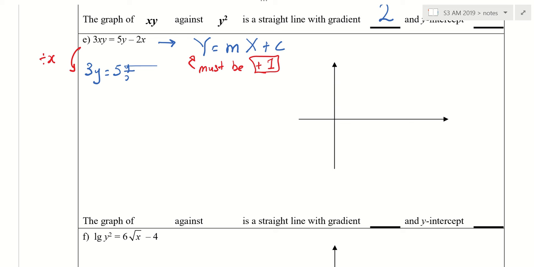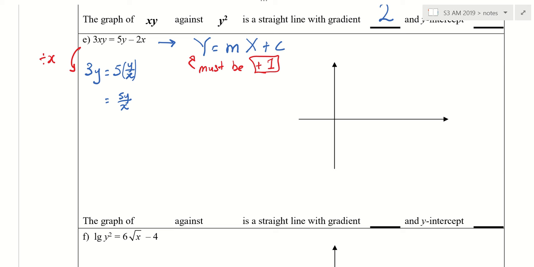Now notice how I write my y over x. I will write it like a multiplication like that. Why is it like that? Because if I write like that, I can read the gradient very easily. This is exactly the same as this. But if I write the bottom one, the gradient is not that clear. So why do you put y over x?